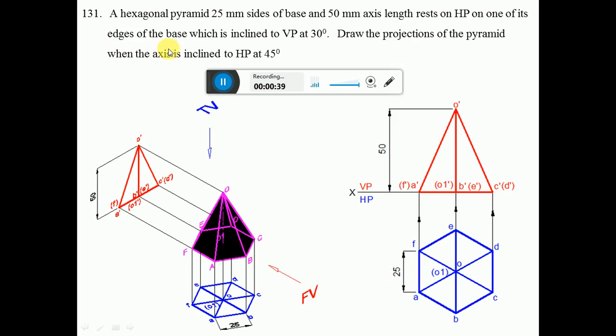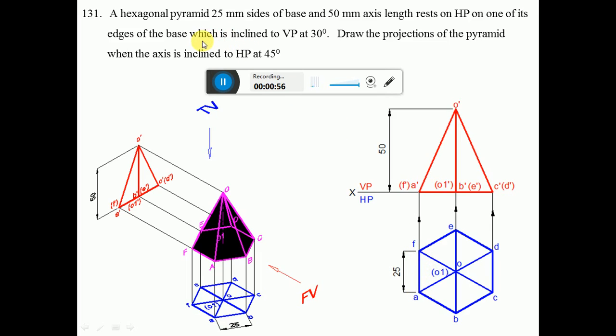Since one of the edges is resting on HP, the edge which rests on HP has to be perpendicular to VP. You can see this AF is the edge which is perpendicular to VP.